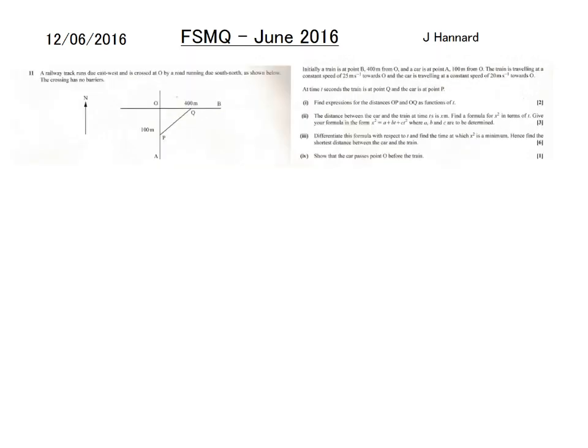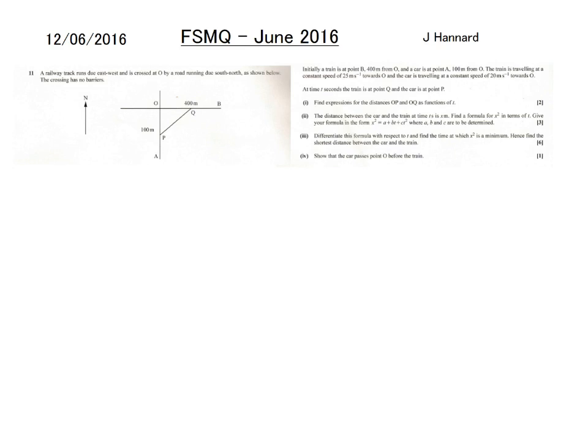Question 11 then. Awful question, this one, really. I think a lot of people had trouble with this one. A railway track runs due east-west and is crossed at O by a road running due south-north, as shown below. The crossing has no barriers. That still gets us that. It's very morbid from OCR.